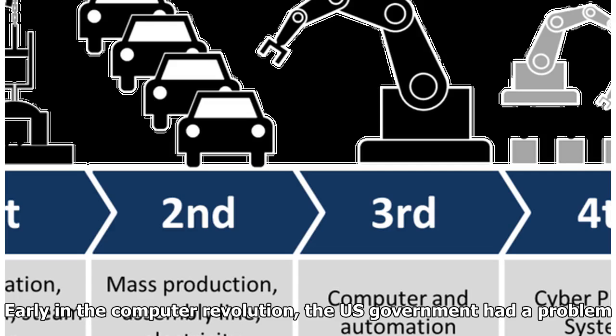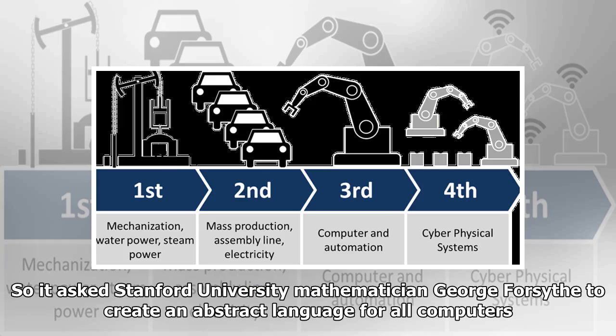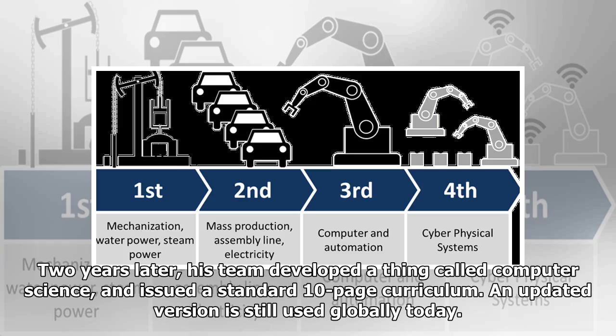Early in the computer revolution, the U.S. government had a problem. Nearly all of its computers relied on proprietary software from companies like IBM and Honeywell. So it asked Stanford University mathematician George Forsythe to create an abstract language for all computers. Two years later, his team developed a thing called computer science, and issued a standard 10-page curriculum. An updated version is still used globally today.